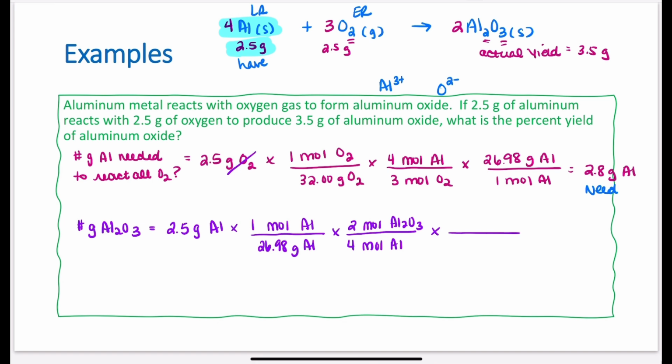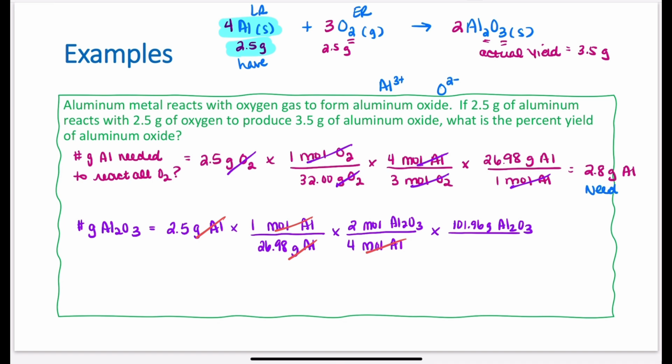Again, if you ever need to check it, grams canceled, moles canceled, moles canceled. My grams of aluminum have canceled, my moles of aluminum have canceled. I've got moles of aluminum oxide here. Now add up the molar mass of aluminum oxide. Aluminum is 26.98 grams per mole, and I have 2 of them. Oxygen is 16 grams per mole, and I have 3 of them. So overall, I get 101.96 grams of Al2O3.